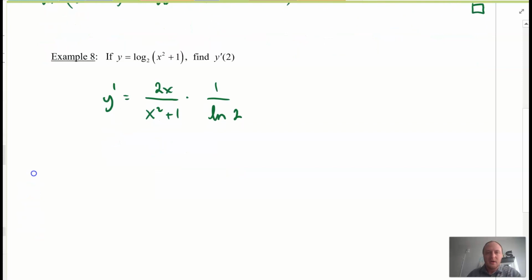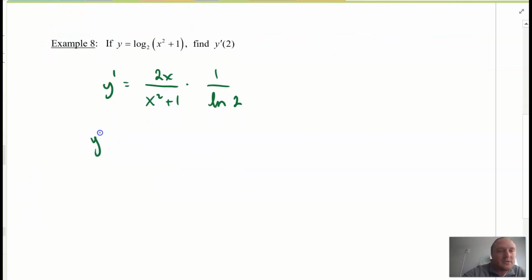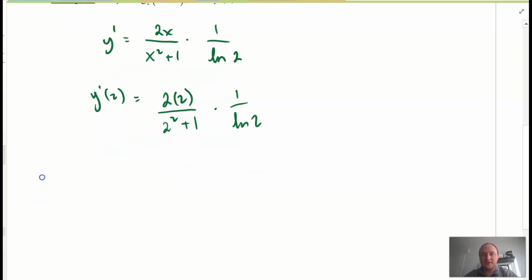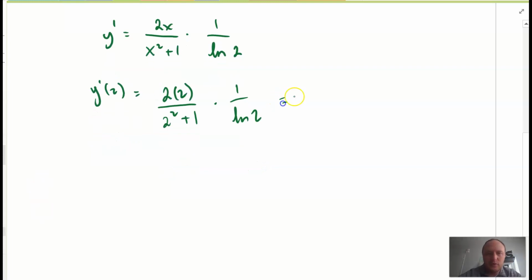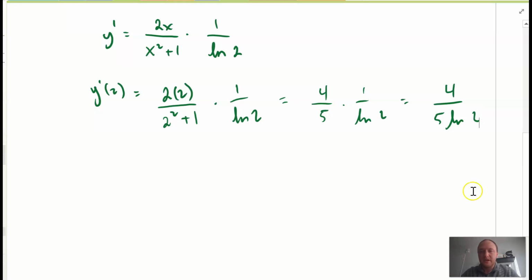This is y prime. So we want y prime of 2. Okay, so y prime of 2, I'm going to evaluate. This is 2 times 2 over (2 squared plus 1) times 1 over the natural log of 2. And you're done. If you cared about what it is simplified, this would be 4/5 times 1 over natural log of 2, which is 4 over 5 ln 2. All right, there you have it.